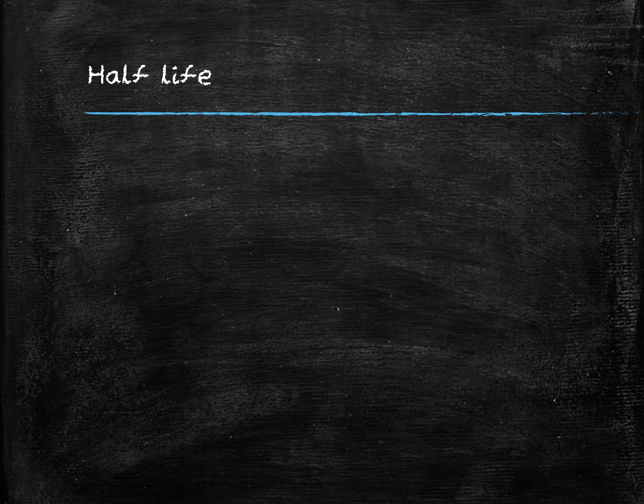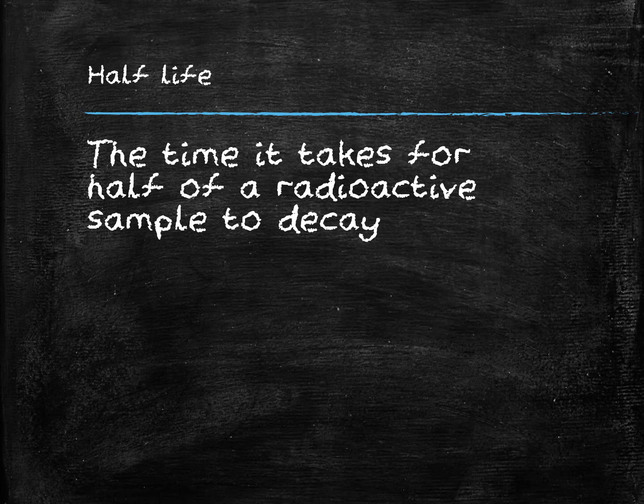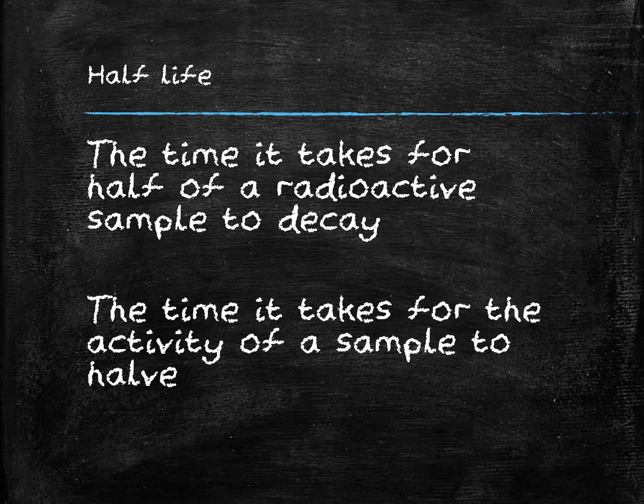There are two definitions for half-life that you need to know. You need to know that half-life is either the time it takes for half of a radioactive sample to decay. So if I had 20 kilograms, it's the time it takes for that 20 kilograms to drop to being 10 kilograms worth of radioactive material. Or it's the time it takes for the activity of the sample to halve. So if I had a radiation detector next to my radioactive sample, it's the time it would take to go from 500 becquerels to 250 becquerels.